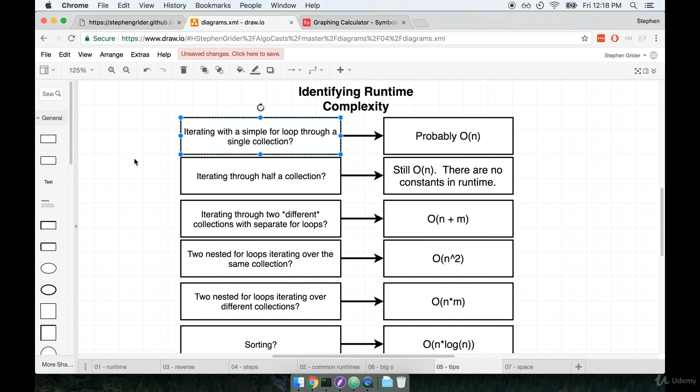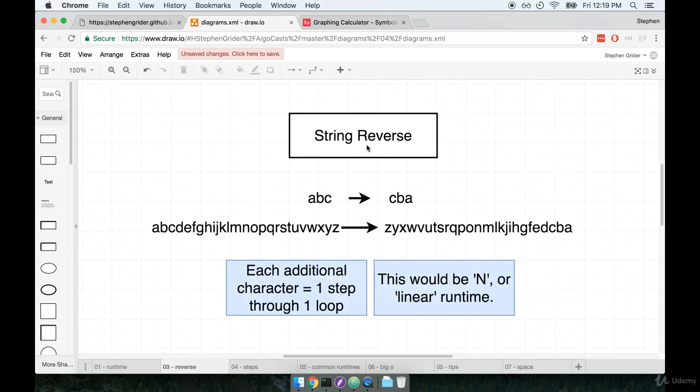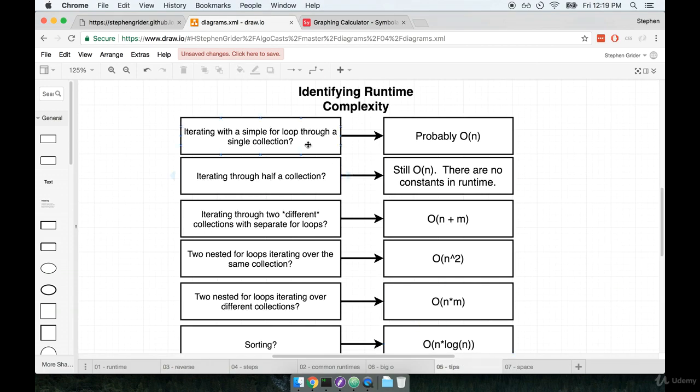So the first one is, if you ever see yourself iterating through a simple for loop with a single collection, a great example of which would have been our reverse string algorithm back here. So we had a simple for loop, more or less, iterating over a fixed set of records, right? Like just these characters right here. Whenever you see that, chances are you have linear runtime, extremely likely. So a simple for loop probably means you have linear runtime complexity.